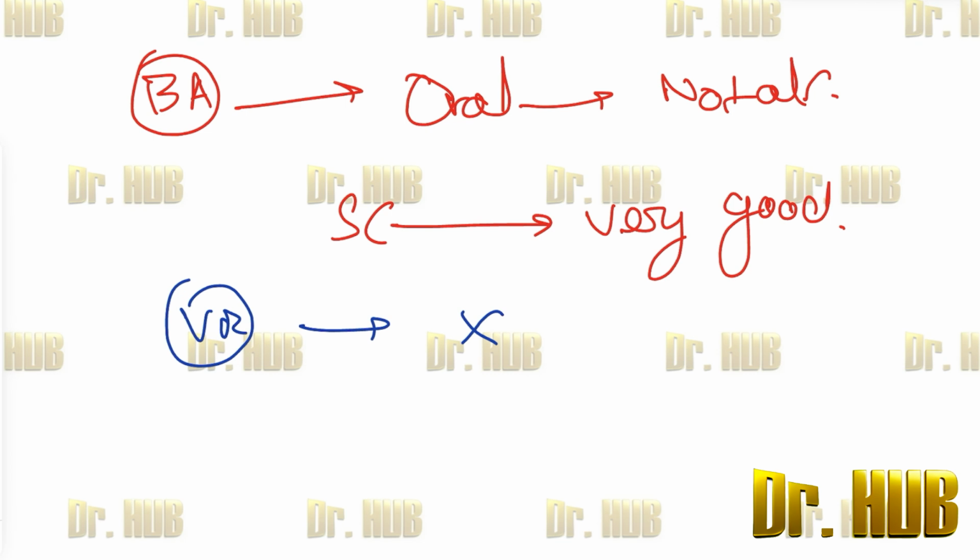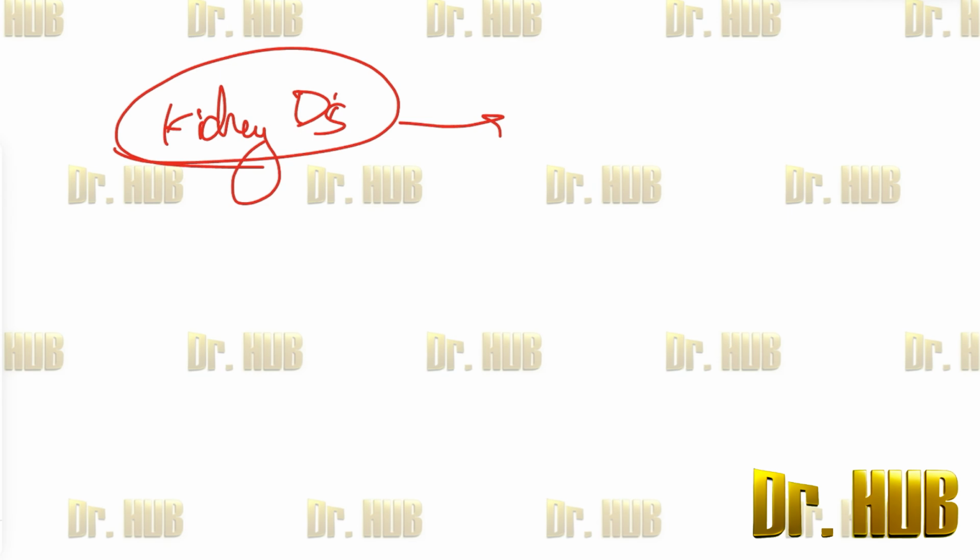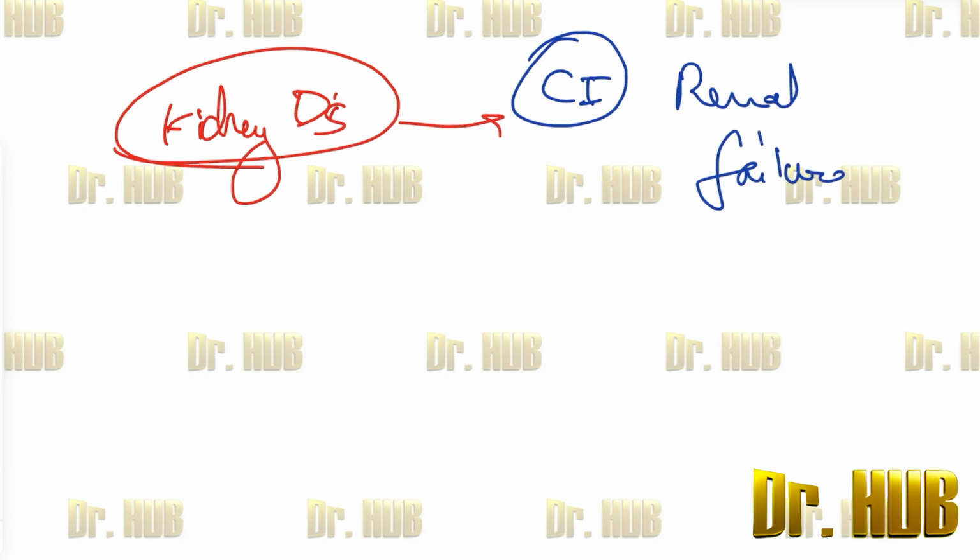Then how is it cleared? The metabolism is similar to that of LMWH. It is cleared by the kidneys. Next, what about the kidney diseases? In case of kidney diseases, it is contraindicated in renal failure. It is contraindicated, CI, in case of renal failure.